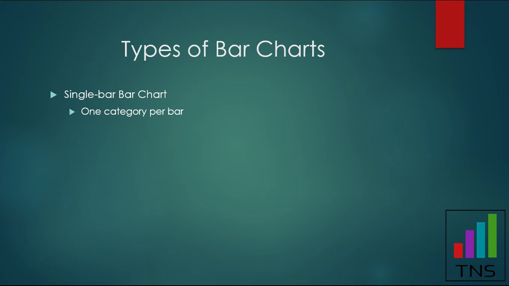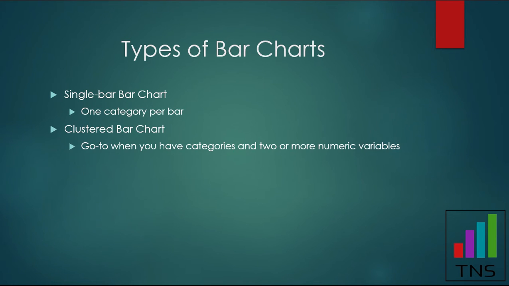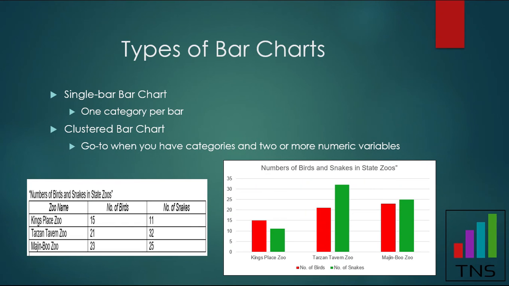There's the good old single one. That's pretty much standard. Everybody knows about it. There's clustered, which is a little bit fancier. You can show 2 or more numerical variables together. Here's a great example of that.